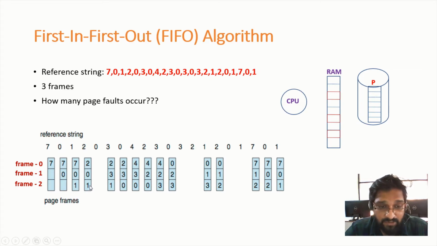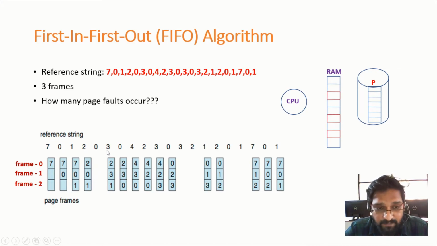Page number 3 is not present inside the RAM. So since page number 3 is not present inside the RAM, we are going to call it a page fault, right? So now we are moving page number 3 from hard disk to RAM. Once we move page number 3 from hard disk to RAM, one of the pages should be replaced by page number 3.